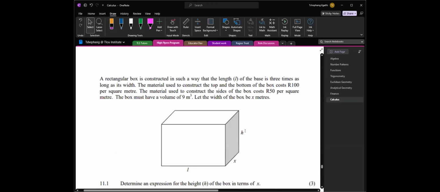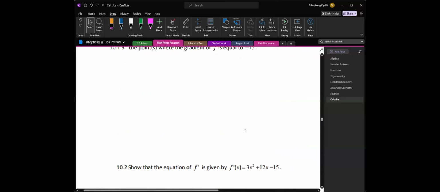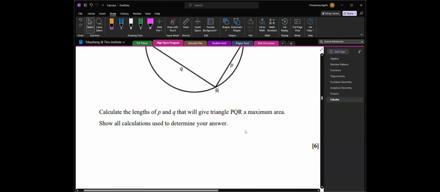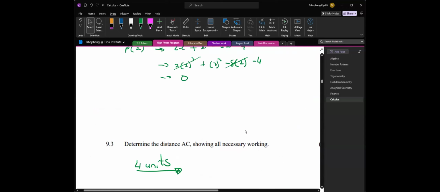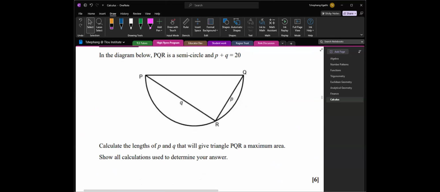Okay, I'm going to go up now so that we can look at some application of calculus. And we'll come back to that one. I want to start here. All right.